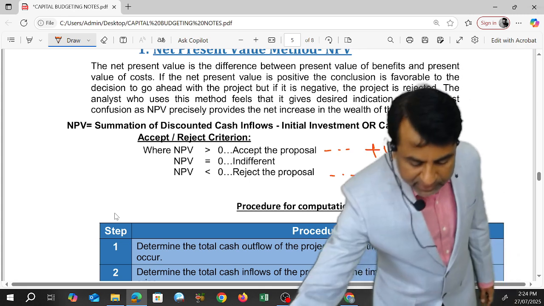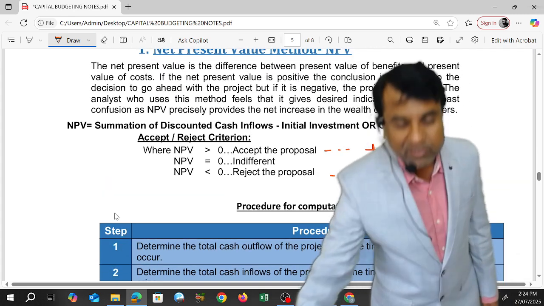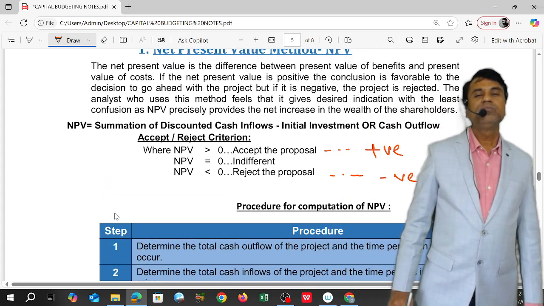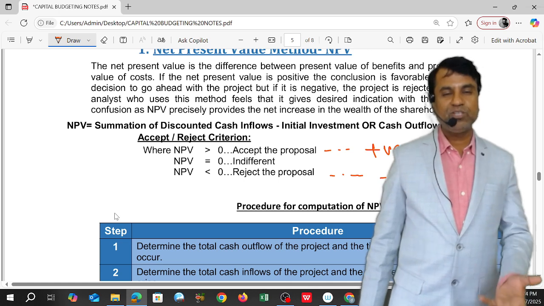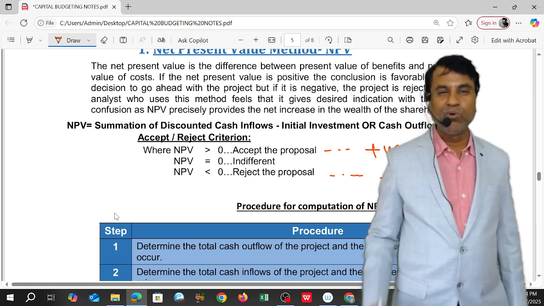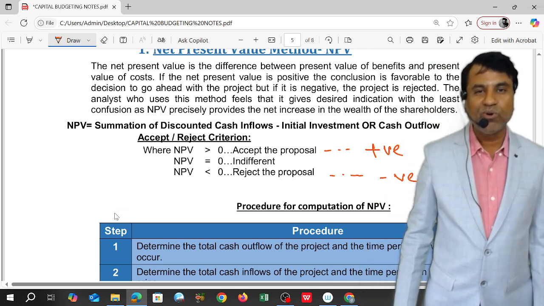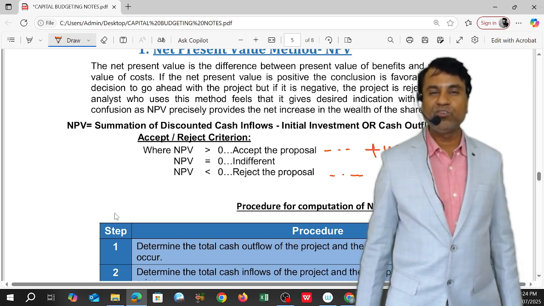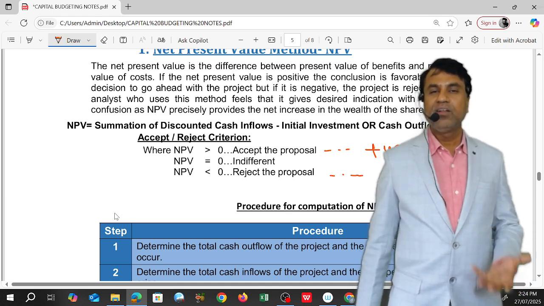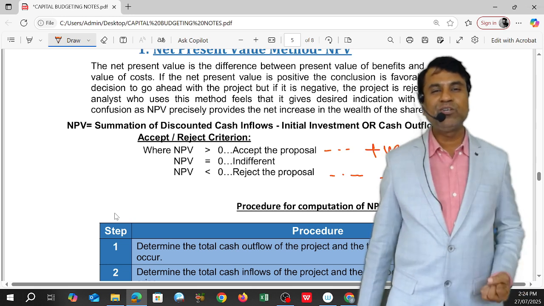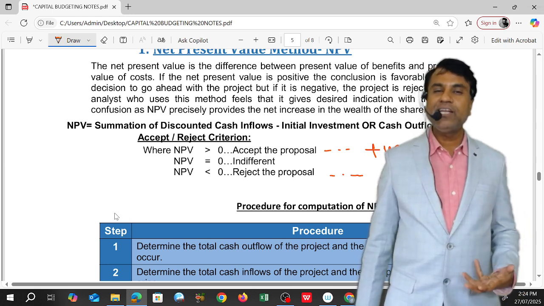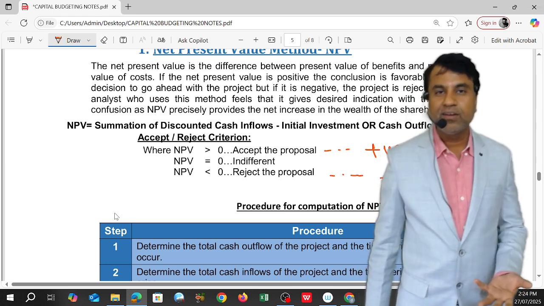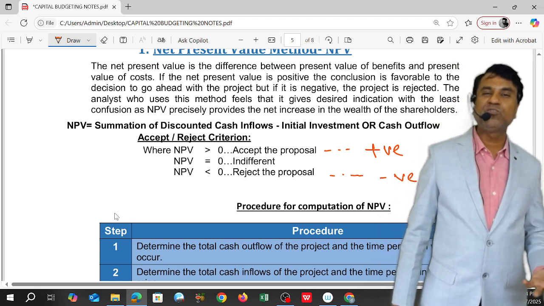So step number one, when a project is accepted, the summation of the net present value, or the summation of the present value of future cash inflows, must be greater than your cash outflow or investment, because that is going to add, in absolute terms, to shareholders' wealth. इससे इजाफा होगा. Let's say that you invested rupees 1 crore and you are getting rupees say 50 lakh per year for the next 4 years.